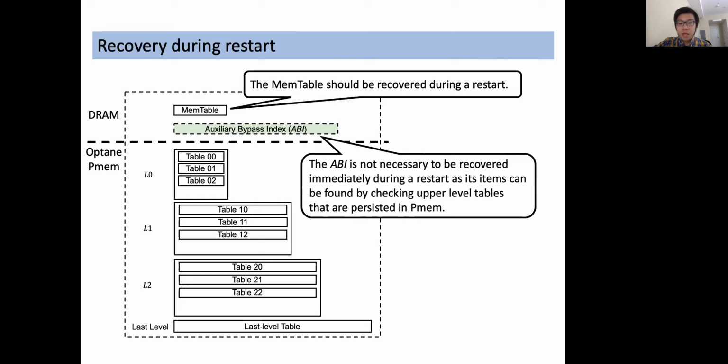Without recovering the ABI immediately during a restart, ChameleonDB will be operated in a degrading mode, in which get performance can be poor. But we can recover the ABI gradually, so the degrading mode will not last long.